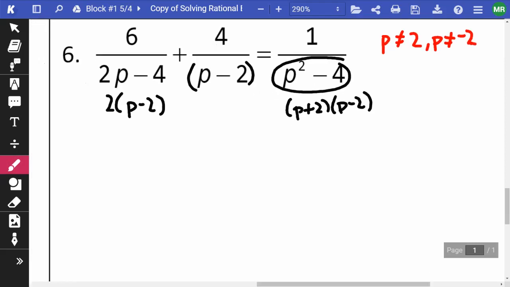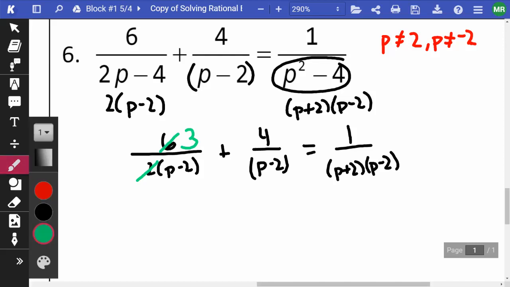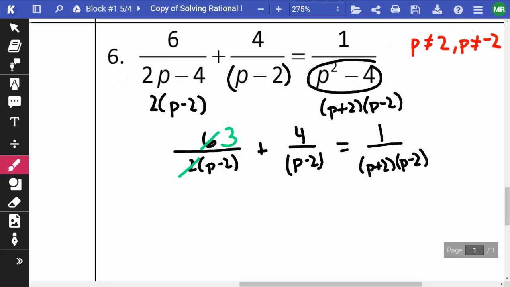Now, if we're looking at this, let me just rewrite this real quick. This is 6 over 2 times p minus 2 plus 4 over p minus 2 is equal to 1 over p plus 2 p minus 2. Now, if you're trying to figure out what to multiply everything by, we're going to need a p plus 2, a p minus 2, and you might think we need a 2 because of the 2 in the first fraction, but that 2 can actually cancel with this and give us a 3 right away. So you don't need to multiply by that 2. So we're going to multiply everything by p plus 2, p minus 2.